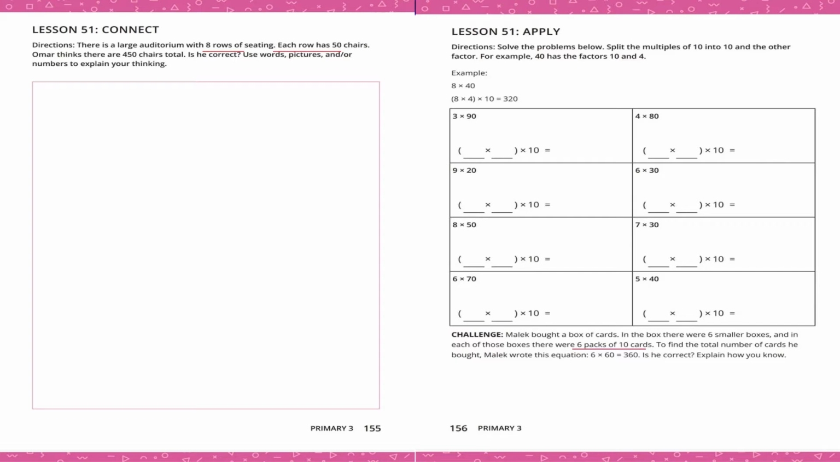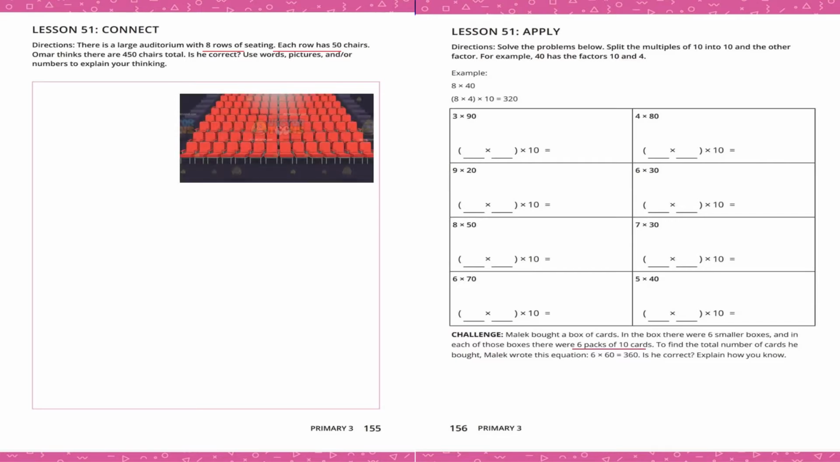There is a large auditorium with 8 rows of seating. Each row has 50 chairs. Omar thinks there are 450 chairs total. Is he correct? Use words, pictures, and numbers to explain your thinking.